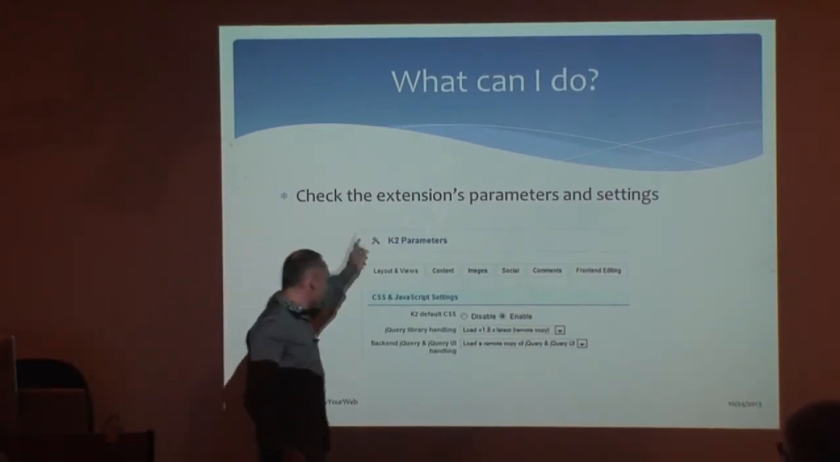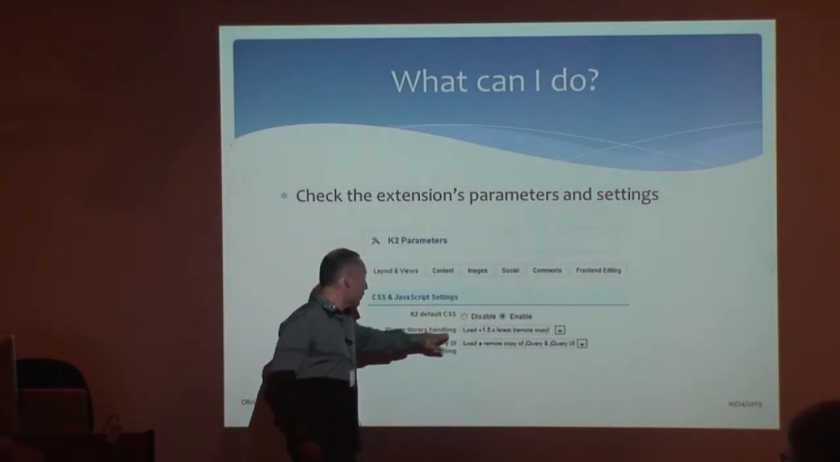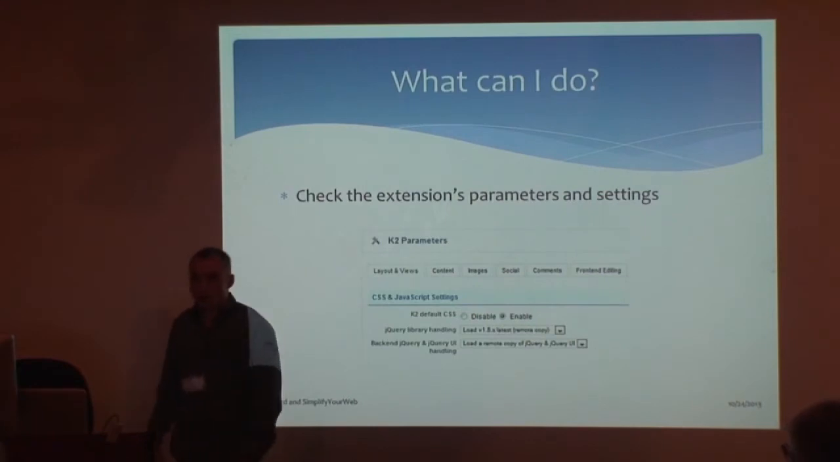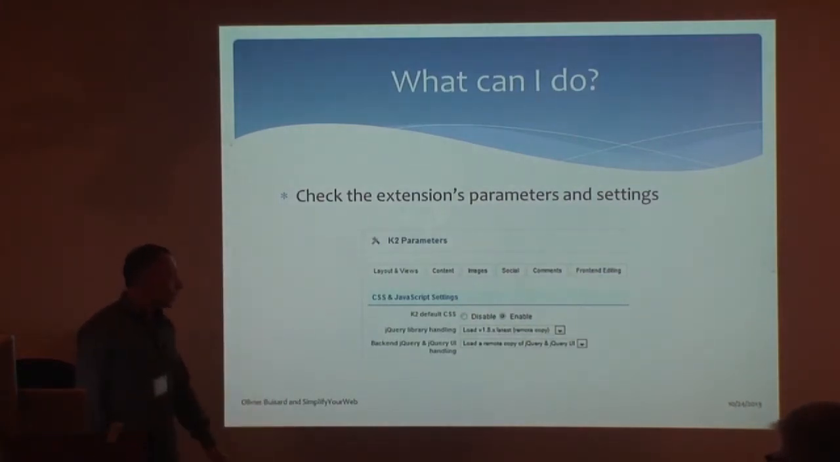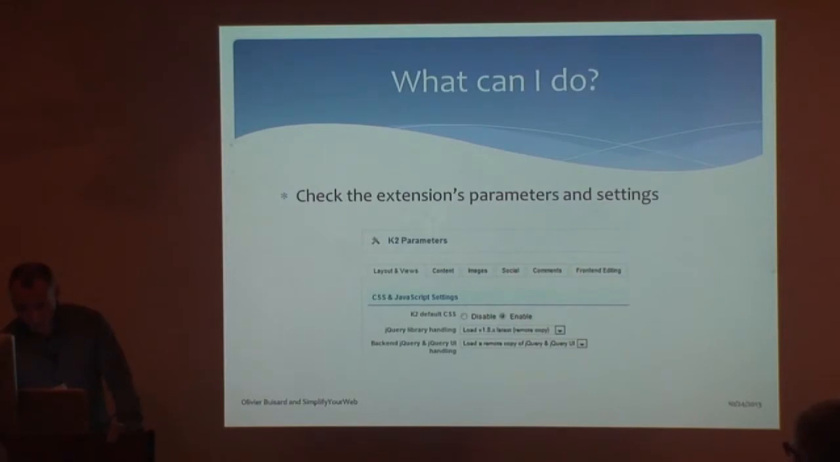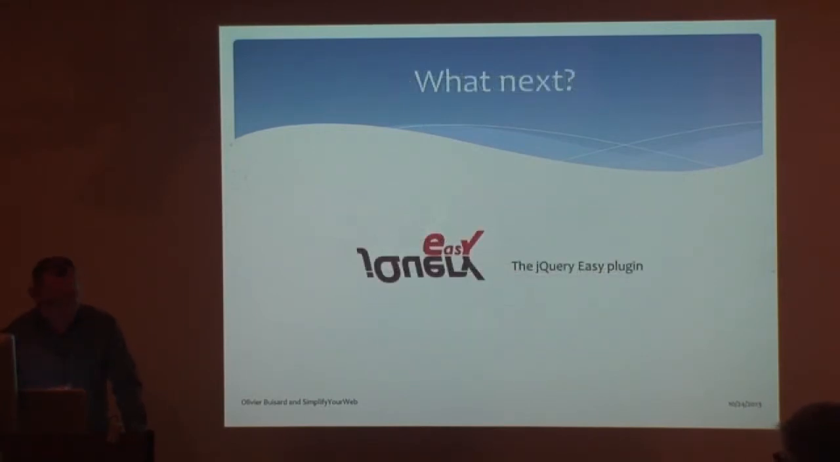You can go in the parameters of K2 and you can disable or enable jQuery and even decide if you want a local version or a version that's loaded from a site like Google. That's perfect. Then I can do some cleaning. And I do it right with this. All right. Well, what next? What if I cannot find any other way of turning off jQuery in those other modules or components that have it loaded? Well, I created a tool that allows you to do that, and it's called jQuery Easy.